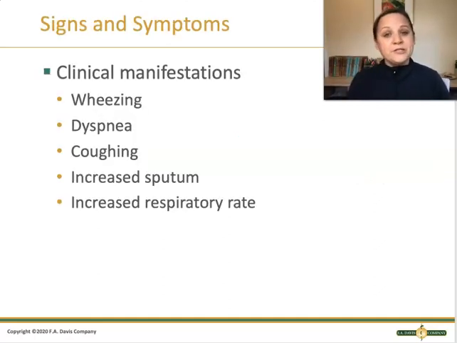So when we see a patient who's having an asthma exacerbation or an asthma attack, we're going to hear wheezing because the airways are constricted. And so we're going to hear the movement of the air through these smaller, tighter airways. They're going to have dyspnea. Dyspnea means shortness of breath. They may be speaking in short sentences. They may be coughing. They get kind of a bronchospasm, and it causes them to cough. They may have increased sputum because they have mucus in their airways, and we're going to see their respiratory rate be elevated and have tachypnea.